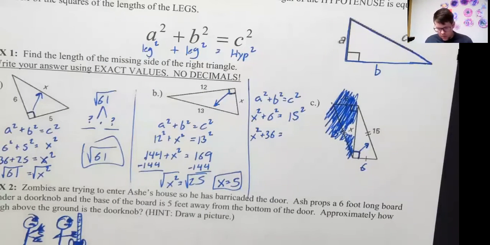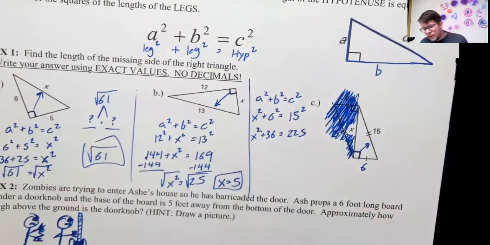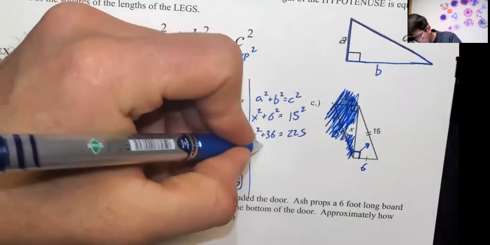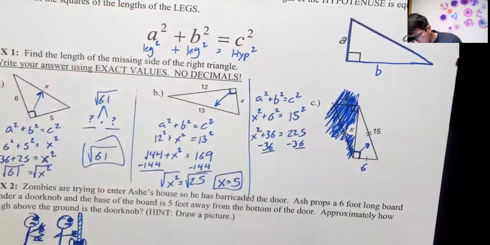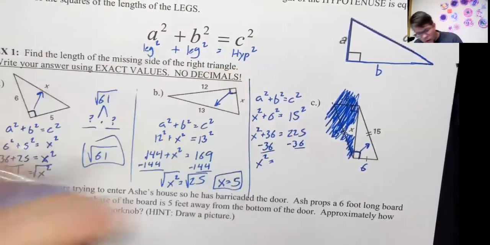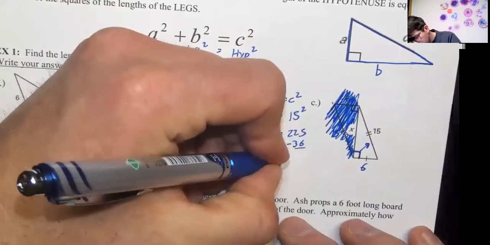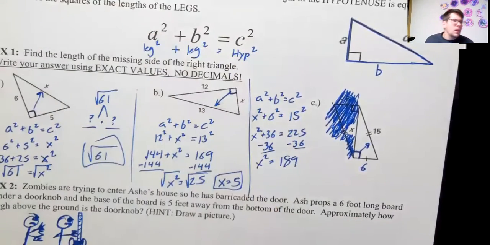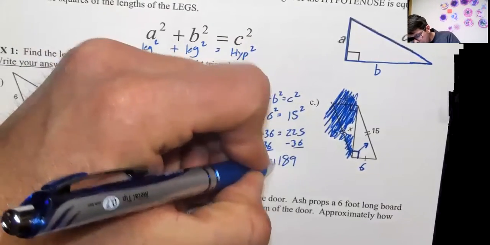225? Yeah. There you go. All right, now x is not alone, so I'm going to use my opposite operations. That 36 is currently positive, so I'm going to subtract 36 from both sides. That's going to give me an x squared value of 225 minus 36, which is going to be 189. All right, now 189 needs to get square rooted as well, just like the last couple problems. So we're going to square root that.